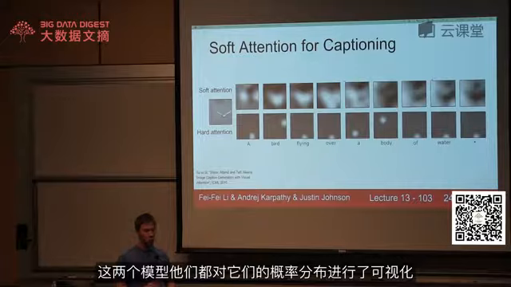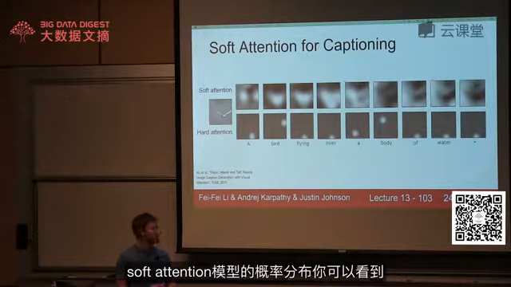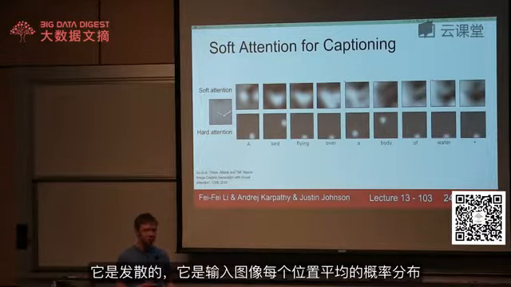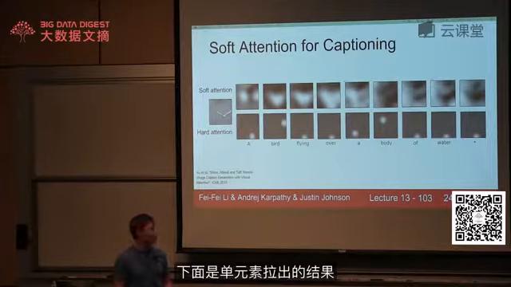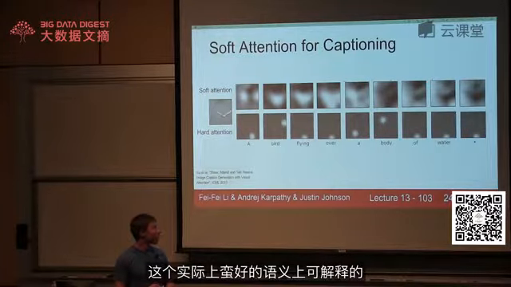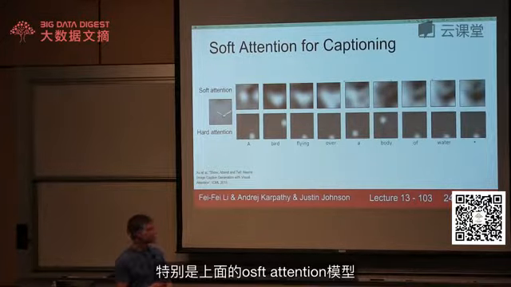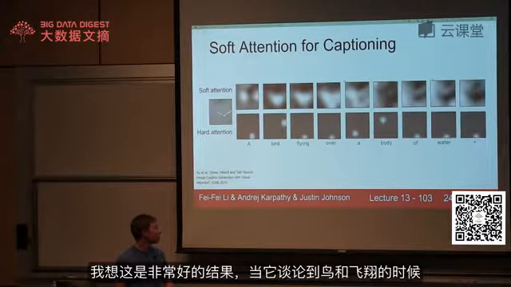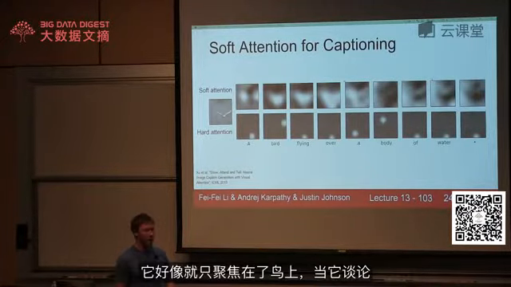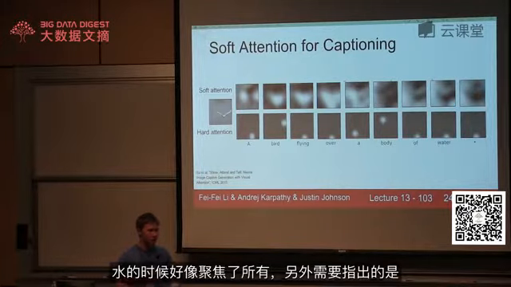And for these two models, they've visualized what that probability distribution looks like. The top shows the soft attention, so you can see that it's sort of diffuse since it's averaging probabilities from every location in the image. And the bottom shows just the one single element that it pulled out. These actually have quite nice semantic interpretable meanings. I think the soft attention on the top gives very nice results. When it's talking about the bird and flying, it focuses right on the bird. And when it's talking about the water, it focuses on everything else.